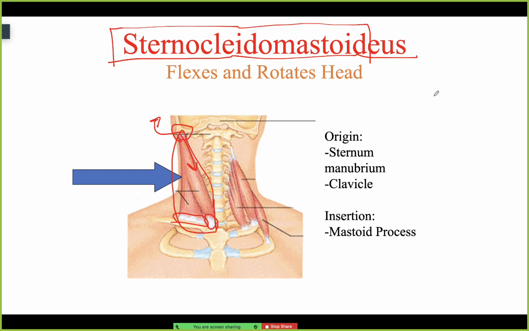Now, for your exam, any slide that gives you function, origin, or insertion, that means that you must know them. There are going to be slides where I just give you the muscle name and I show you where it is, and it won't have function, origin, or insertion. Do not worry about finding those for those muscles. You only need to memorize the ones that I've actually given you on the PowerPoint. So for sternocleidomastoid, we've got the function, the origin, and the insertion.